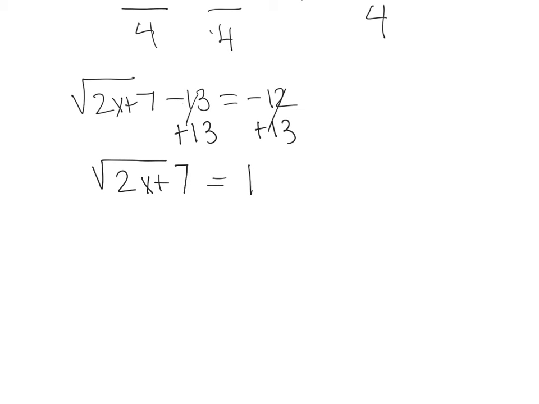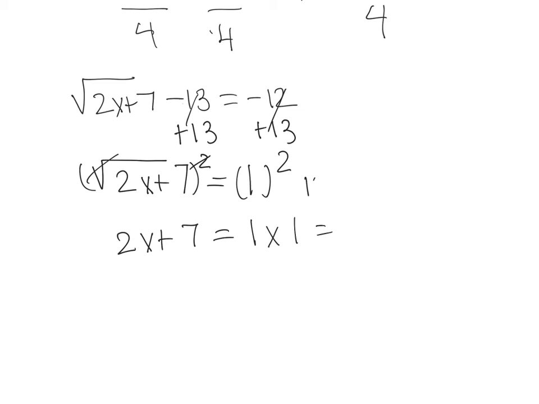So the next step would be to square the square root. When you square the square root, you get 2x plus 7 equals 1, because the square root of 1 equals 1, 1 times 1. So we are left with, once again, 2x plus 7 equals 1.